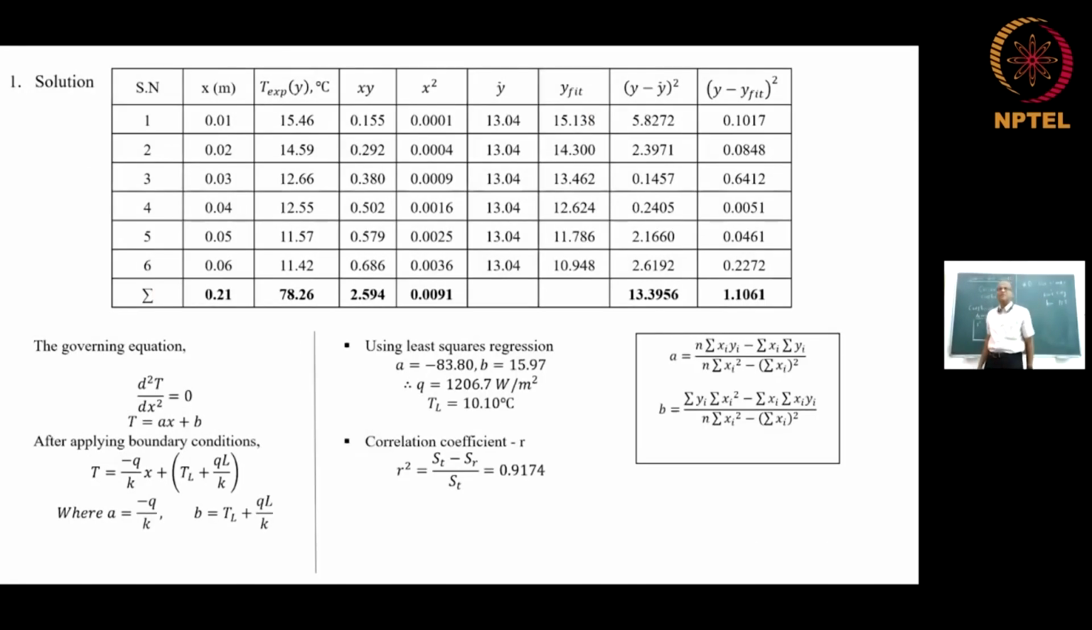Go to this column number 7 and calculate the y fit. Then calculate the y minus y bar square, y minus y fit square. Then you will be able to get the ST minus SR divided by ST. Then you will be able to get it. Please work out the correlation coefficient.